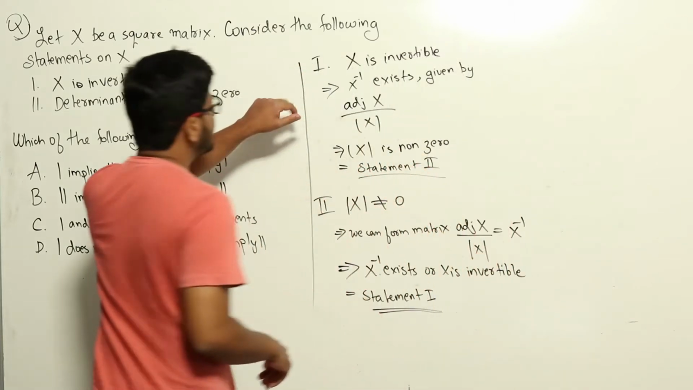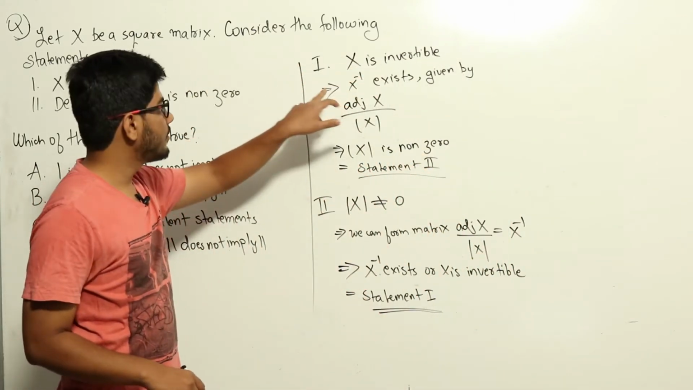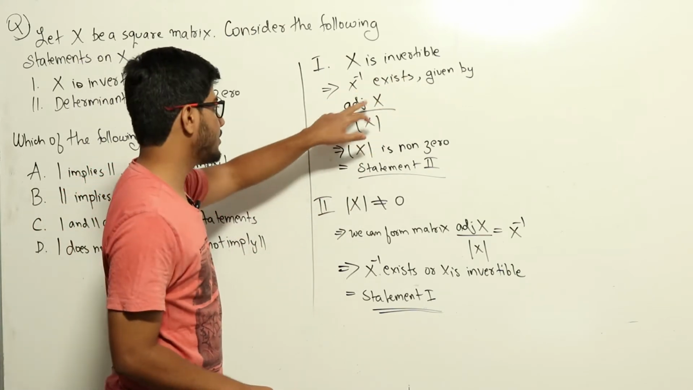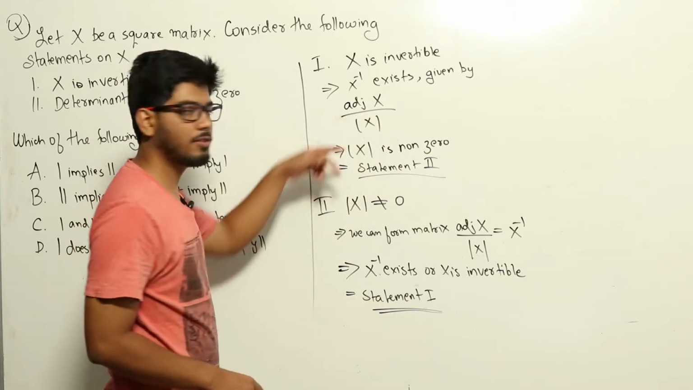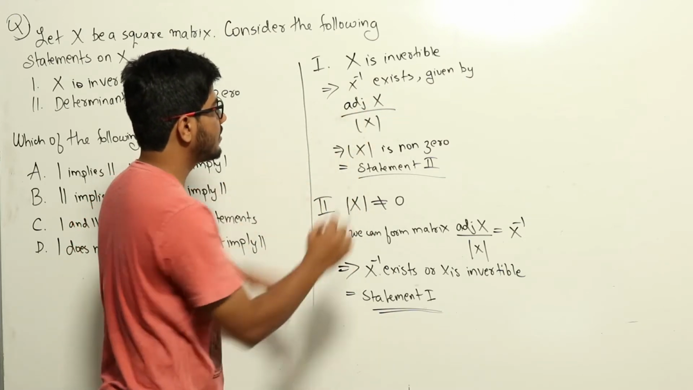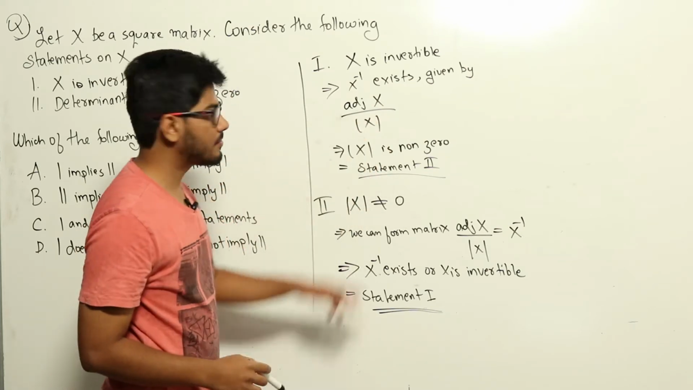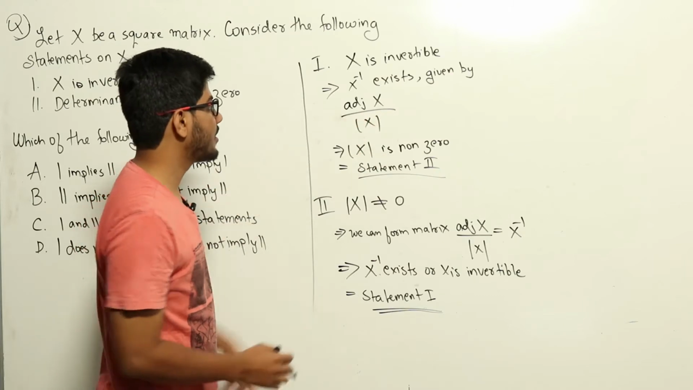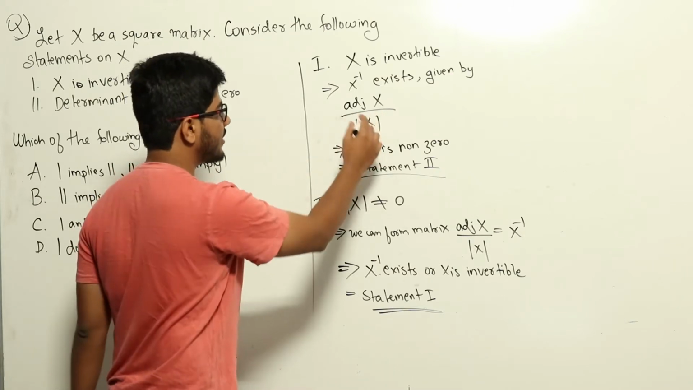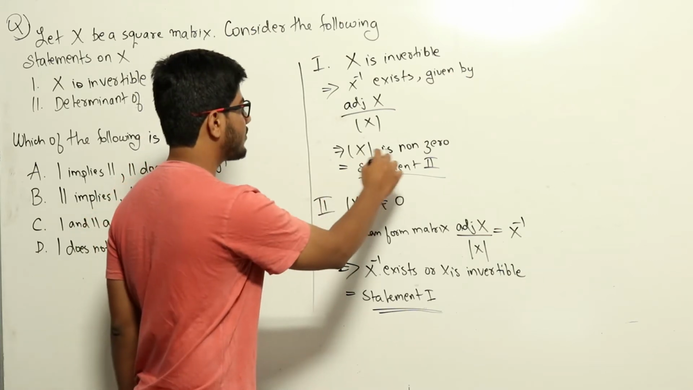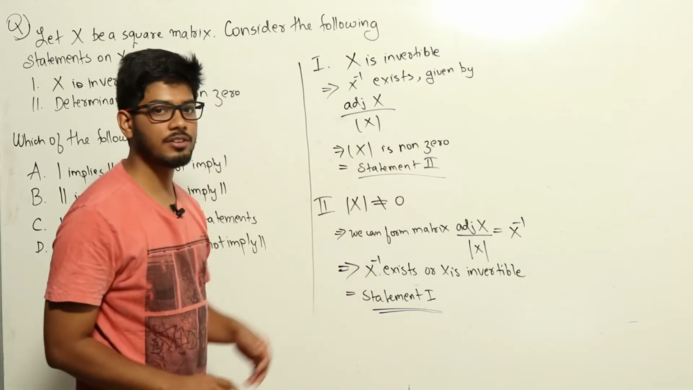Let us take statement 1, X is invertible, which will imply that X inverse exists, and X inverse can be given by adjoint of X by determinant of X. That is the formula for X inverse. Now if this exists, it will mean that this determinant part will be non-zero. If this was zero, it would be something divided by a zero number, which is not defined. But since this is defined, we can say the denominator is non-zero, which means determinant of X is non-zero. That is nothing but statement 2.